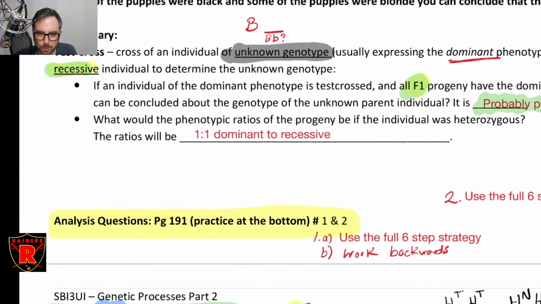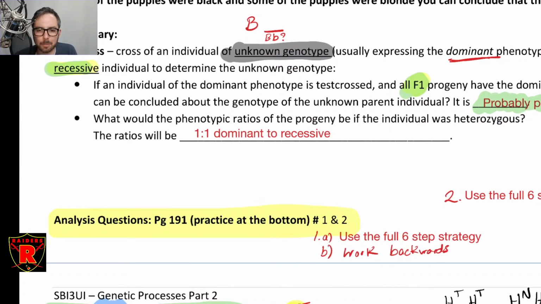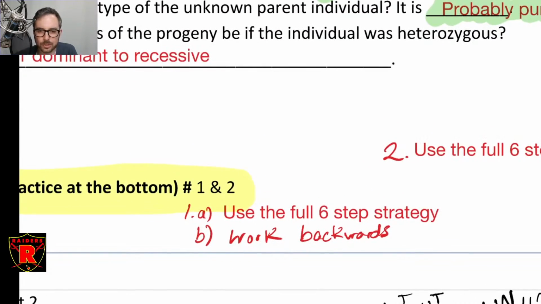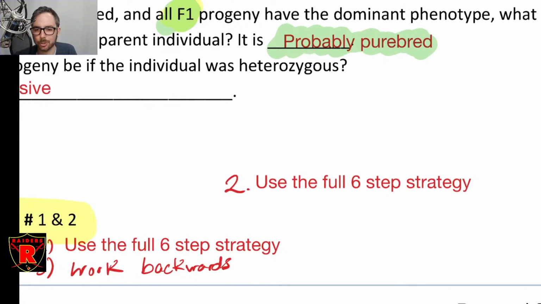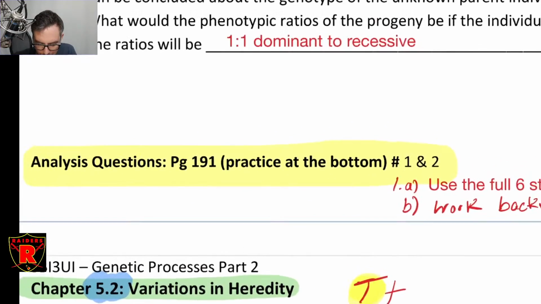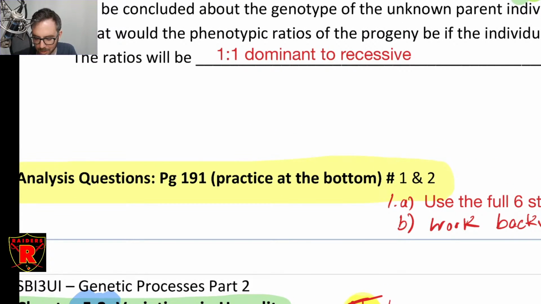So when you do these practice problems, and I'm going to get you to do them in a moment, remember that number 1 here is the full 6-step strategy, 6 or 7 steps. 7 would just be the concluding statement at the end, the therefore statement. 1A is you just run through it from beginning to end. 1B is a work backwards, where they give you the answer and you work backwards. And then number 2 is again the full 6-step strategy, where you go from the let statement down to genotypic and phenotypic ratios. So just something to mention here. That's analysis questions 191, practice 1 and 2 at the bottom of the page.